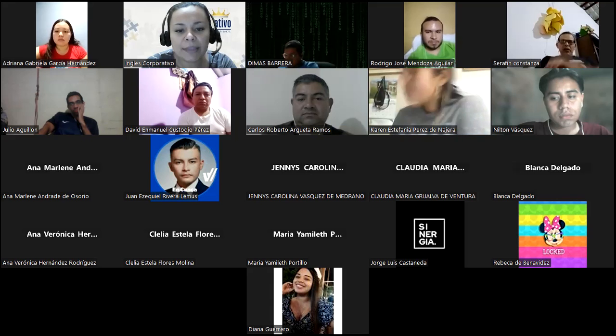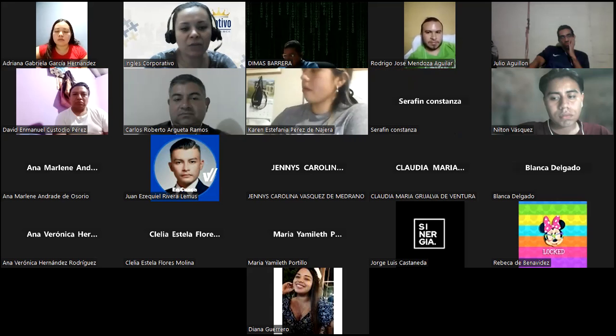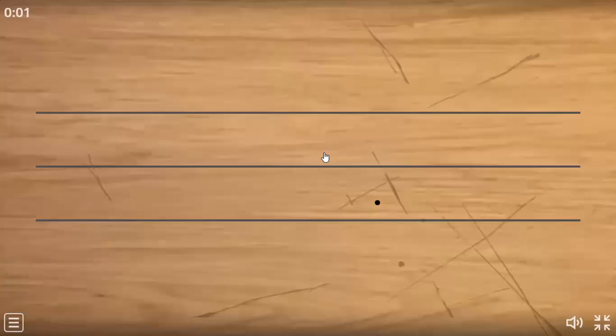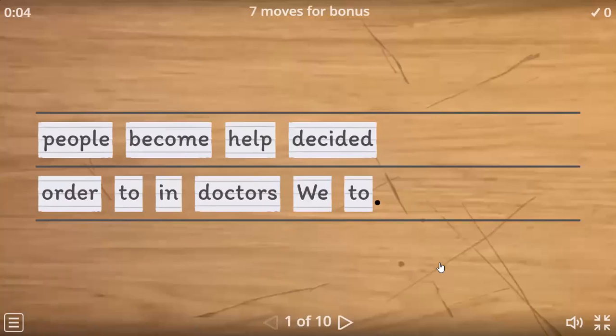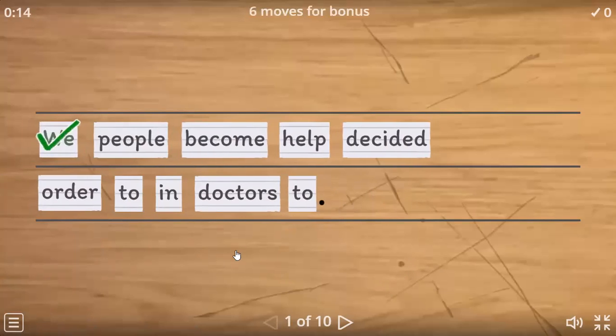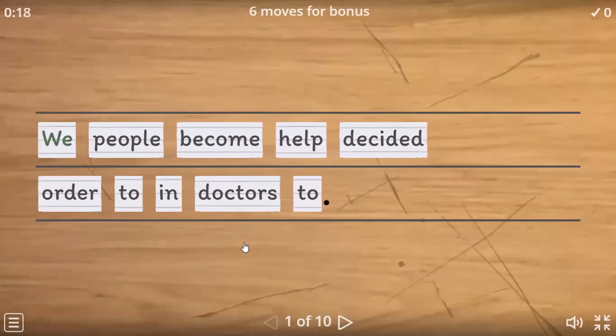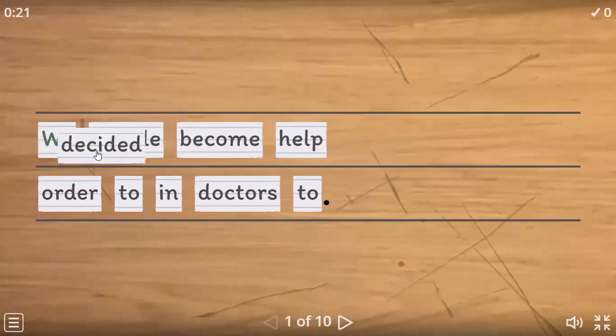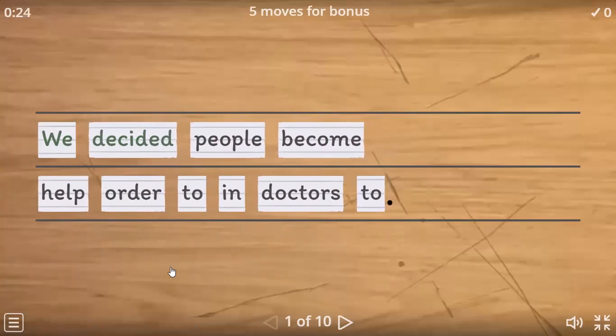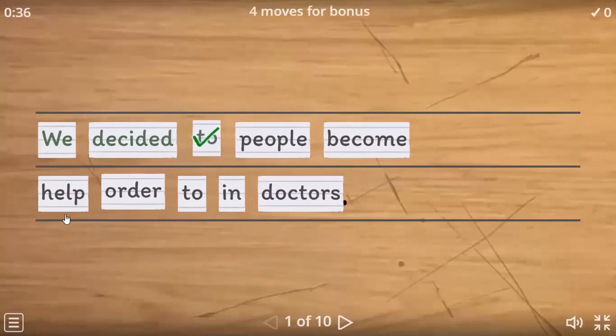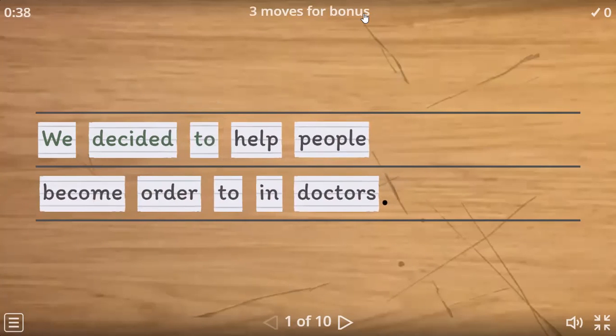Okay, we are going to try this one. Vamos a intentar ordenar estas oraciones, okay? Van a ver las palabritas y vamos a intentarlas ordenar, okay? So this one. ¿Cuál sería lo primero que necesitamos acá? We. Ahora necesitamos un verbo. Decided. Ajá, porque estaba en la lista, se fijaron, ¿verdad? Y después, ¿qué iría después del decided? ¿Se acuerdan que les dije? To help. El tú, ¿verdad?